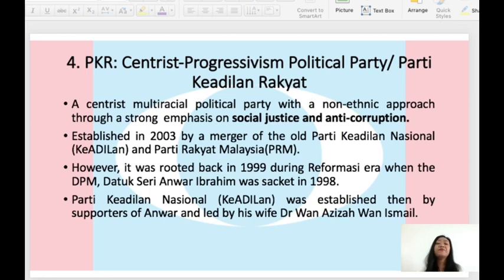Next one, PKR. Centrist Progressivism Political Party or Parti Keadilan Rakyat. A centrist multiracial political party with a non-ethnic approach through a strong emphasis on social justice and also anti-corruption. Established in 2003 by a merger of Parti Keadilan Nasional or Keadilan and Parti Rakyat Malaysia, PRM. However, it was rooted back in 1999 during the reformasi era when the DPM or Deputy Prime Minister Datuk Seri Anwar Ibrahim was sacked in 1998. Parti Keadilan Nasional was established then by supporters of Anwar and led by his wife Dr. Wan Azizah Wan Ismail.